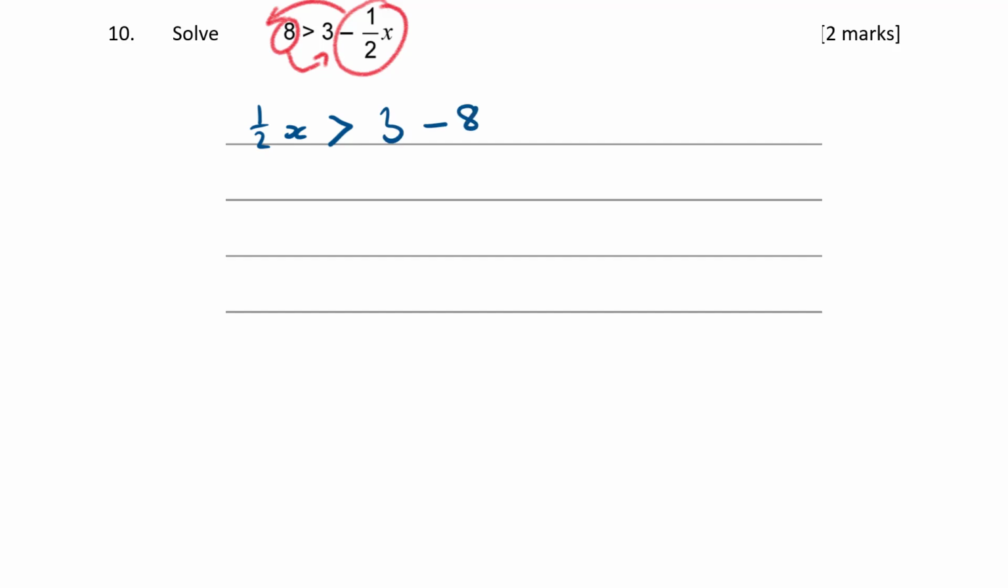Okay. So what does that give me? Half x is greater than 3 subtract 8, which is minus 5. And then times both sides by 2 to get rid of the half. I'm going to get x is greater than minus 10. Okay, so that's my answer. x is greater than minus 10.